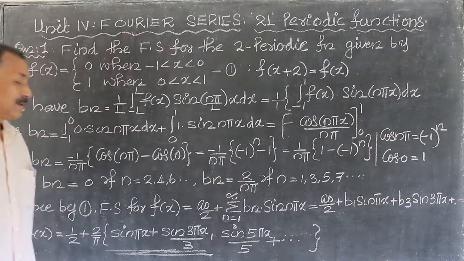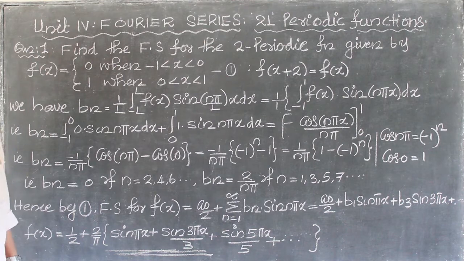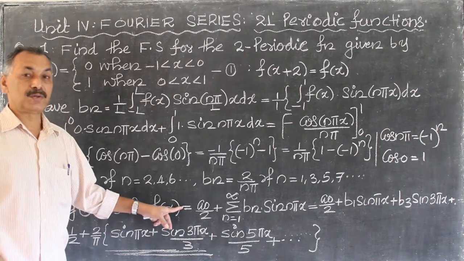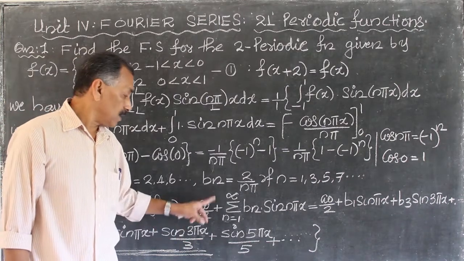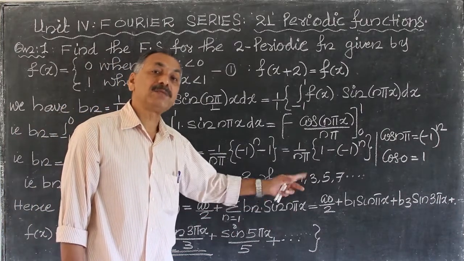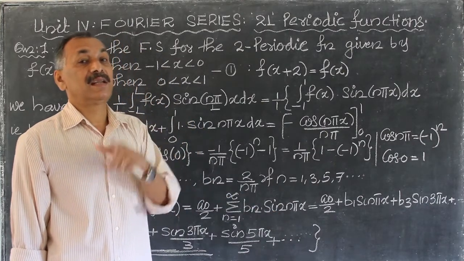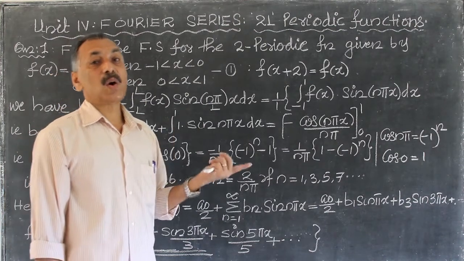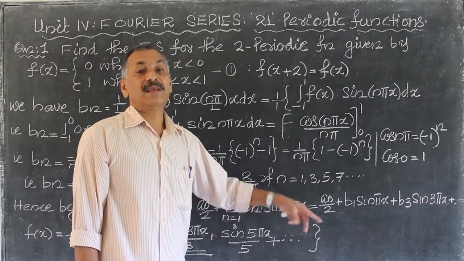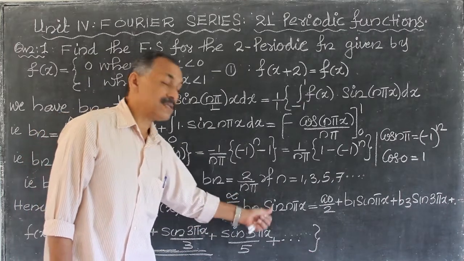Therefore, a0 is equal to 1, an is equal to 0, and bn is equal to this value. Therefore, the Fourier series stands by result 1. The Fourier series for f of x is equal to a0 by 2 plus sigma n equal to 1 to infinity of an cos n pi x by L plus bn sin n pi x by L. Here a is 0, so what remains is sigma n is equal to 1 up to infinity of bn sin n pi x.